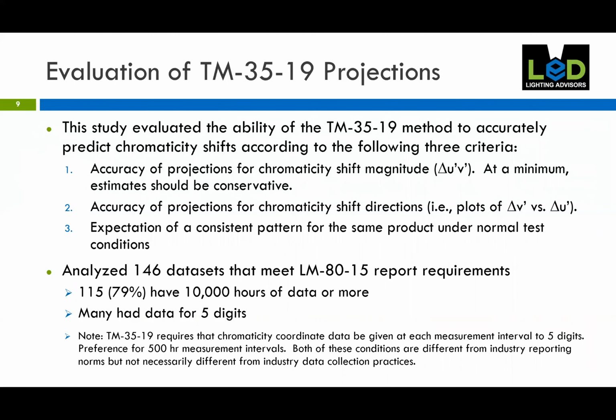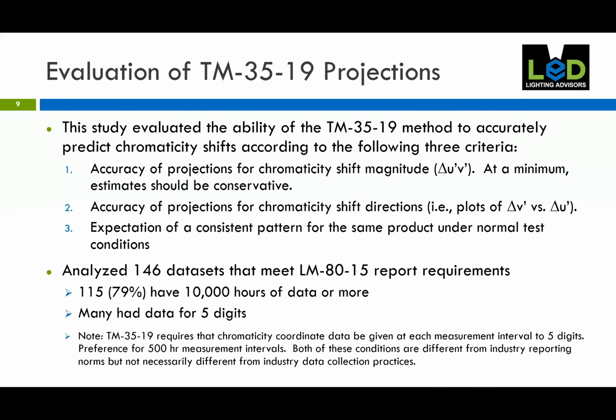So the goal of this effort was to understand how accurately this new projection methodology, TM35, was at predicting the chromaticity shift of LED packages. We used 3 criteria to determine how well the projection worked. The first criterion was the accuracy of the projections for chromaticity shift magnitude, or the total delta u'v' shift. At a minimum, you want these estimates to be conservative, for example, giving you a lower CS4 or CS7 lifetime, since you do not want to project a longer chromaticity maintenance life and then have the package fail for chromaticity earlier than projected.